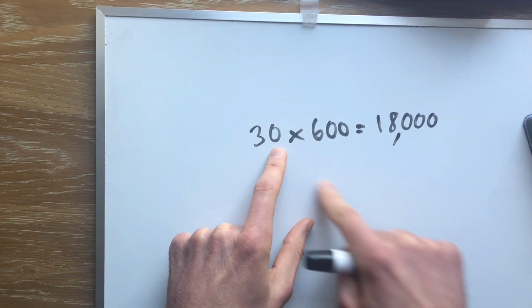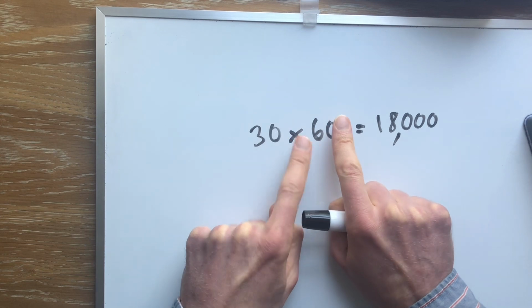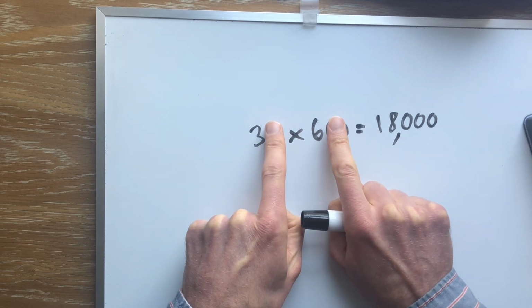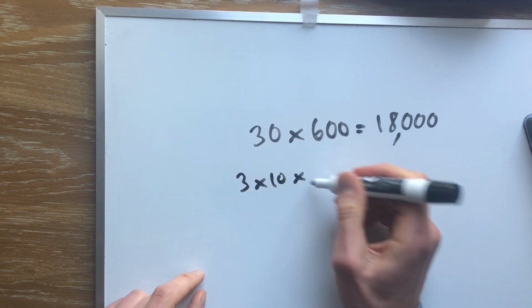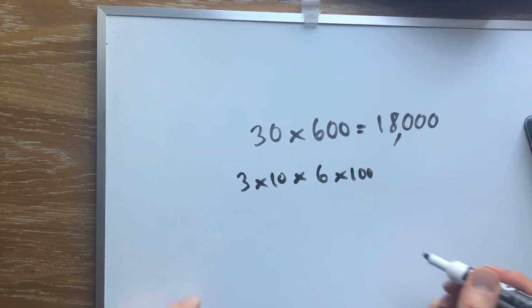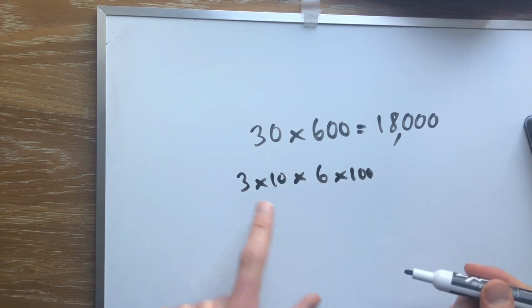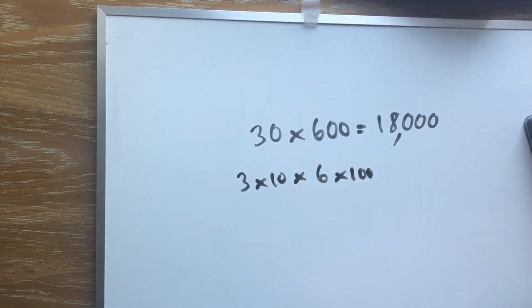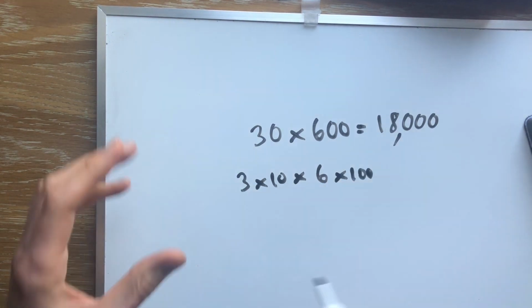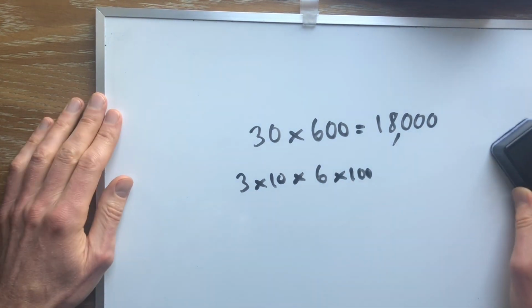So the zeros just kind of go over here, which makes sense because, like I said, it's 3 times 10 and 6 times 100. 3 times 10 is 30 times 6 times 100. And if I think of it like that, I can just go out of order. Oh yeah, 3 times 6 is 18. And then 10 times 100 is 1,000. You're just kind of separating and moving it around. So you're going to be doing that a lot in these assignments today.